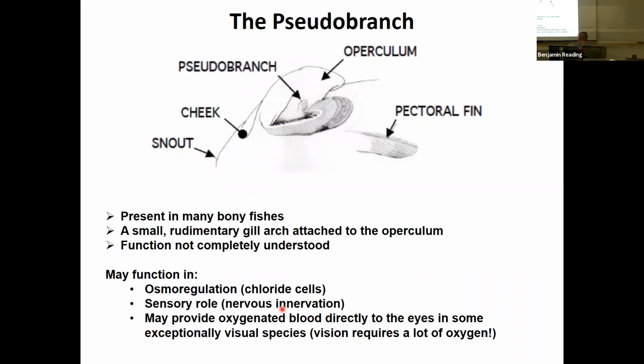And so some very visual species might specifically oxygenate blood at the site of the pseudobranch, and that blood goes straight to the eye. It doesn't go to other tissues, so it's only the most highly oxygenated blood. And that's because the retina requires a lot of energy. When you look at vision as a sense, it is a very expensive sense to run bioenergetically. Think about it. Your eyes are constantly taking pictures of everything around you and then sending that to the brain. Very expensive sense to run.